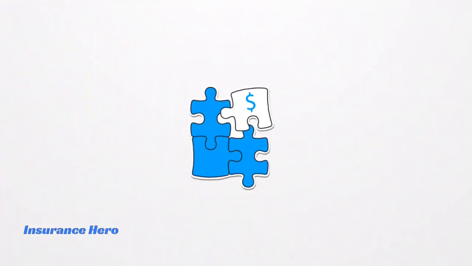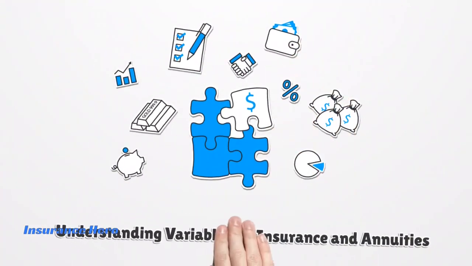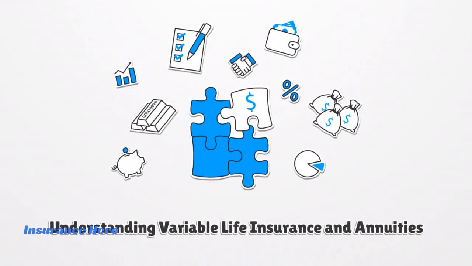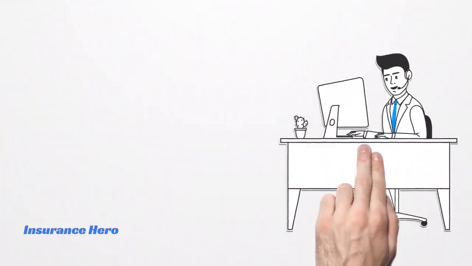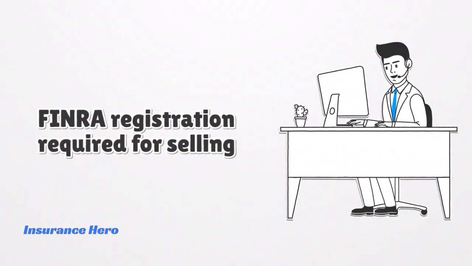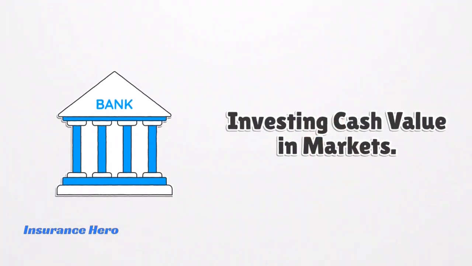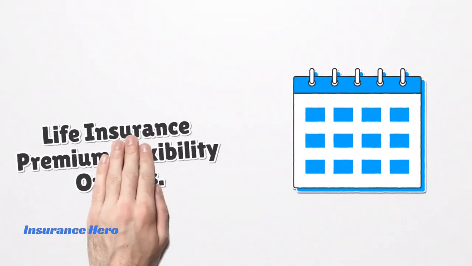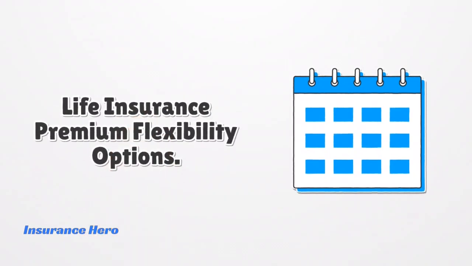Instructor moves on to variable life insurance and annuities. To sell variable products, an agent must have a FINRA registration. Variable life insurance and annuities invest the policy's cash value in the stock or bond markets. Variable life policies can have either scheduled or flexible premiums.